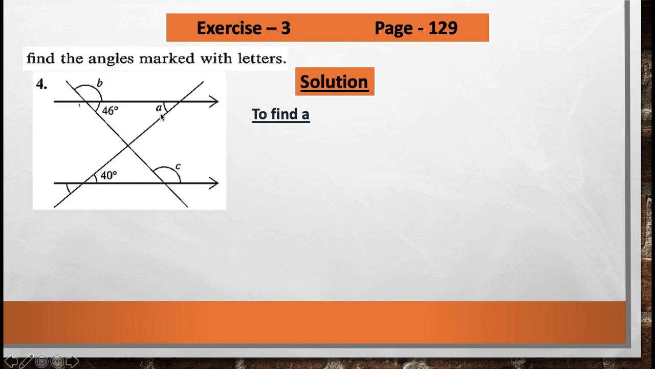Question number 4. Here the question says, find the angles marked with letters. This is the diagram in your textbook. Here there are 3 unknown angles, A, B, C. I think last session also I told you, when you are finding unknown angles, go in alphabetical order. So first we'll find A.